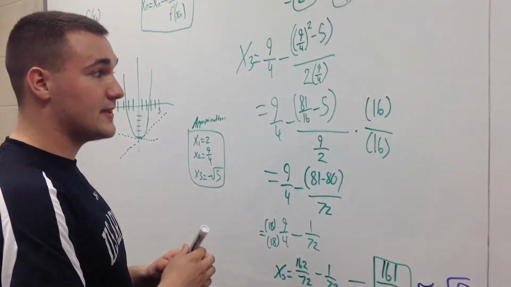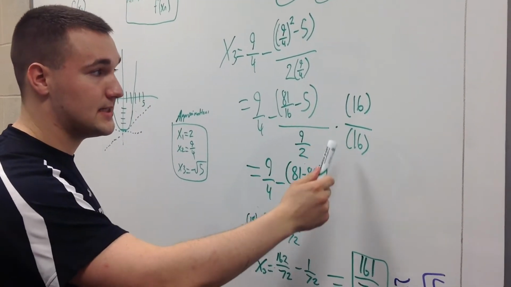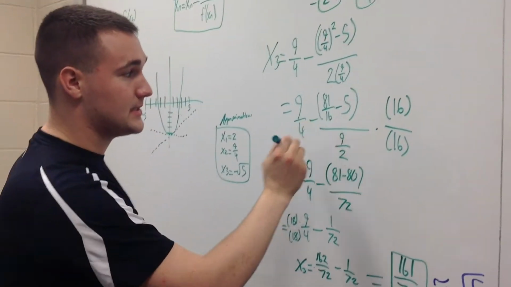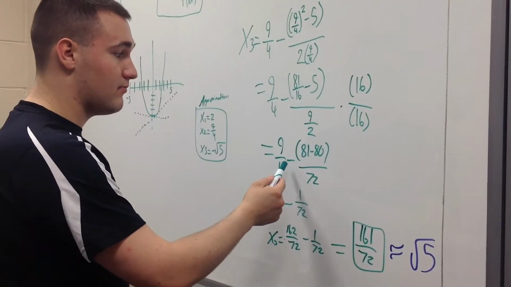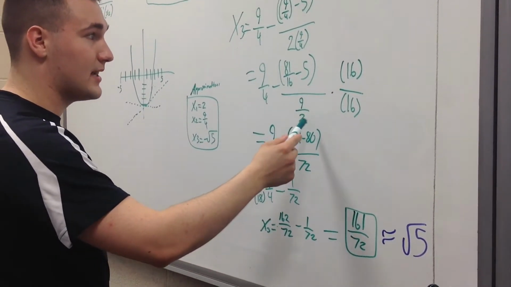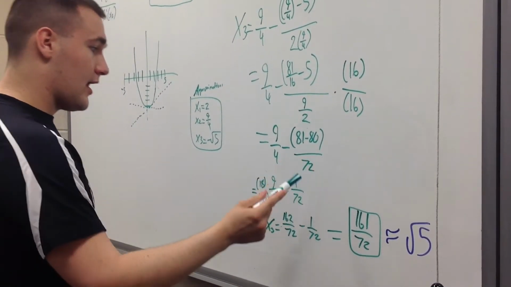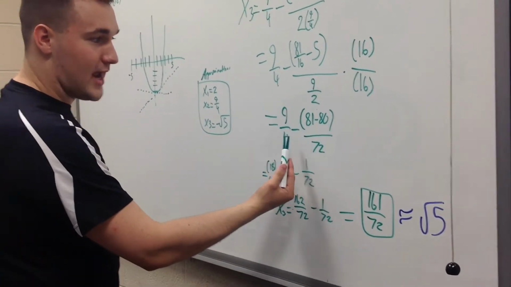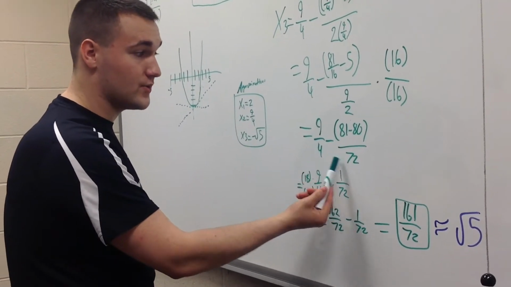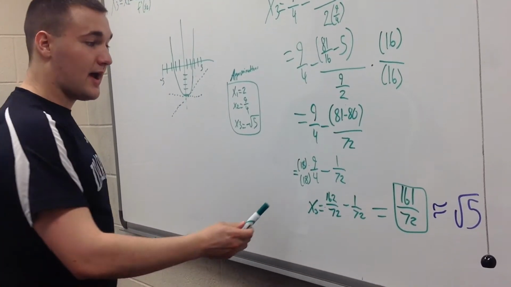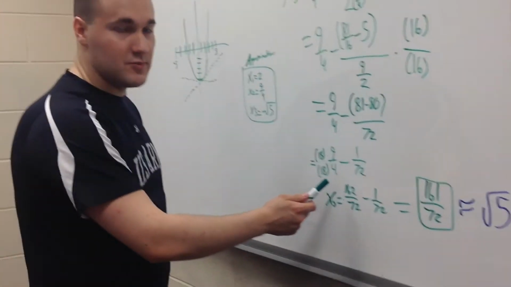Okay, and now in order to make this easier, we're going to go ahead and multiply by 16 on top and bottom in order to get rid of that 16 right there. When we do this, we get 9/4 minus 81 minus 80 divided by 72. And again, we cannot subtract these two without them having a common denominator. So we need to find a way to make 4 equal to 72. We do this by multiplying by 18. However, the rule says what you do on the bottom, you must do on the top.